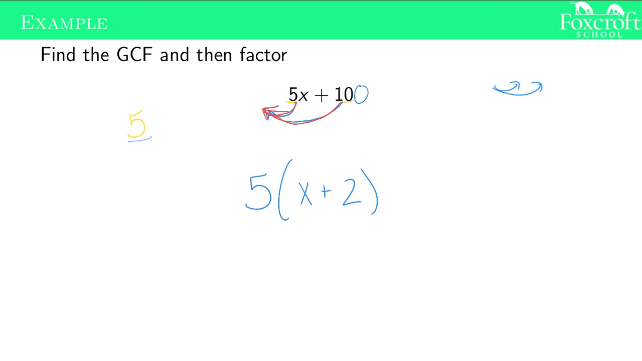One way you can check yourself whenever you factor, you can check your answer by going back and distributing. If I distribute this in now, I'll get 5 times x is 5x, 5 times 2 is 10. So whenever you factor, you can check your answer by just multiplying again and making sure you get back to where you started.